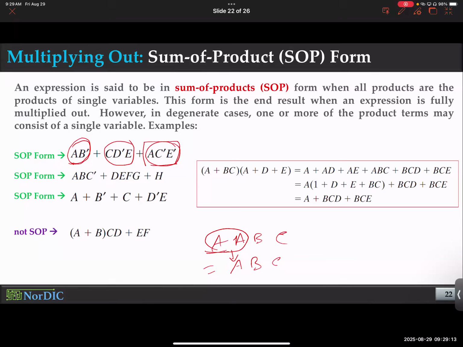Okay, so you bring everything down to the form where you can no longer reduce these individual terms into anything else. This is the minimum individually, not as a whole. Individually, these are the minimum. Okay, so you have these terms, and then all of these terms are ORed with each other. So that's the sum of product form.